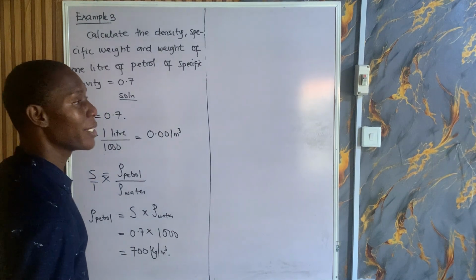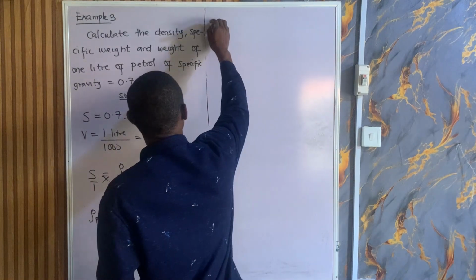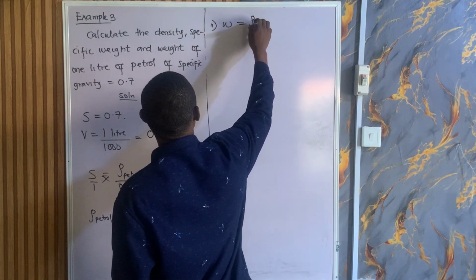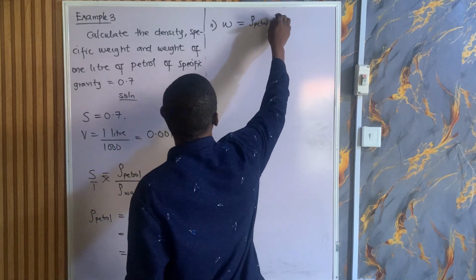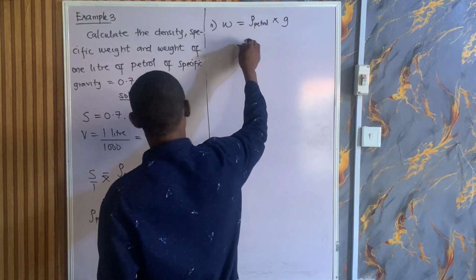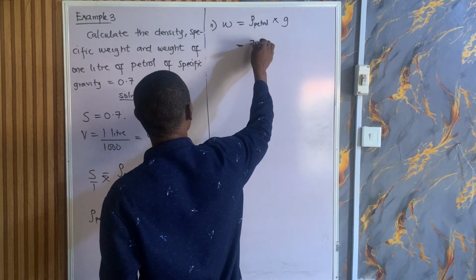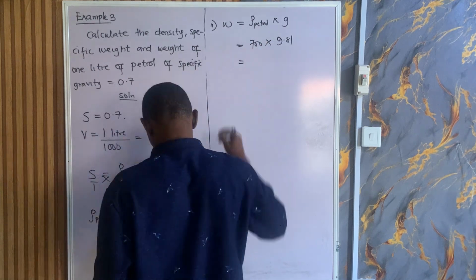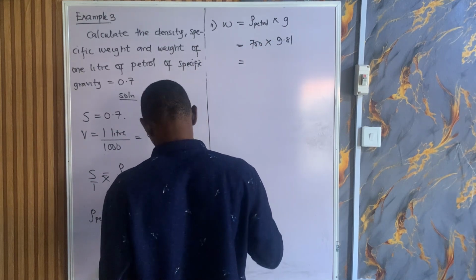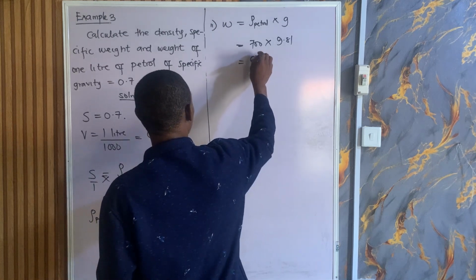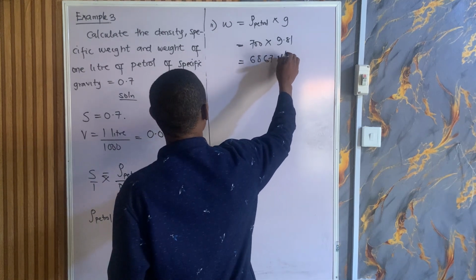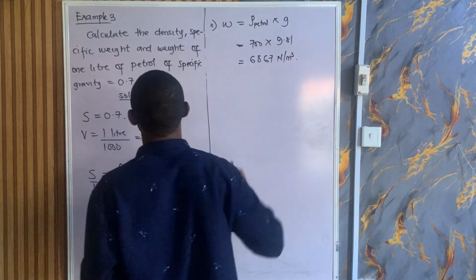Next is specific weight. Well, we know that specific weight is density of the petrol times gravity. So density of petrol, we've gotten that to be 700, times 9.81. And here we would have 6867 Newton per meter cube.